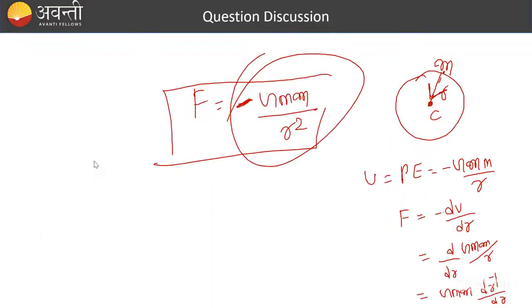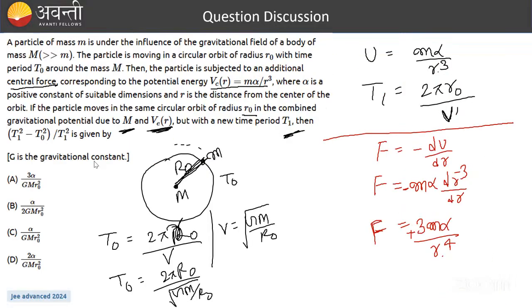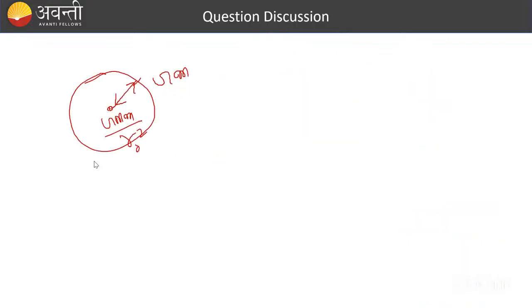सो new case में अगर आप question solve करने जाते हो, तो new case में what is happening? One force is acting towards the center. What is that? GMm by r naught का square. One force is acting away from the center. What is its value? Sorry, what is the value of force we got? 3m alpha by r ka power 4. So this is, sorry, let me delete what I have written: 3m alpha by r naught ka power 4. This is what we are getting.